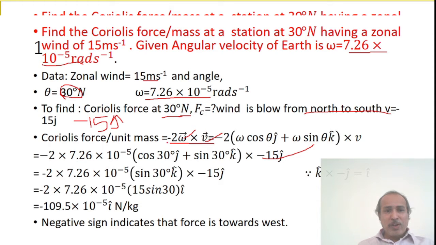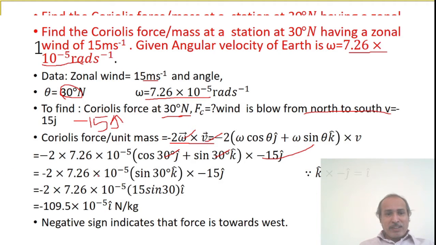Now substitute here, the 2 is carried as it is. Omega is provided as 7.26 into 10 to the power of minus 5 radian per second. Omega is taken common and substituted. Theta is 30 degrees, so where we find theta, we write 30 degrees. Here also 30. This is the j direction, the unit vector j cap, and the unit vector k cap into minus 15j.